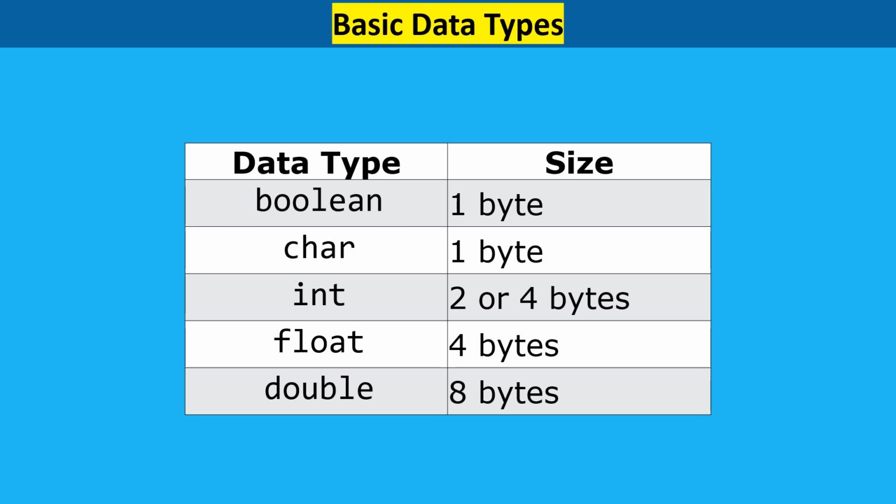Basic data types. Boolean, 1 byte in size, stores true or false values. Character, 1 byte, stores a single character, letter, number or ASCII values. Integer, 2 or 4 bytes, stores whole numbers without decimals. Float, 4 bytes, stores fractional numbers containing one or more decimals, sufficient for storing 6 to 7 decimal digits. Double, 8 bytes, stores fractional numbers containing one or more decimals, sufficient for storing 15 decimal digits.